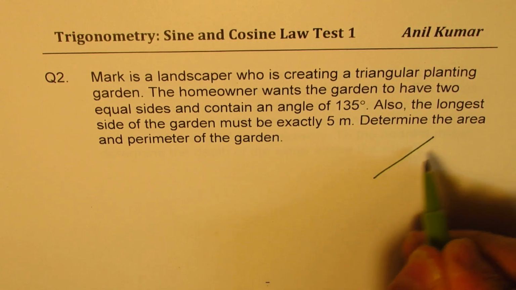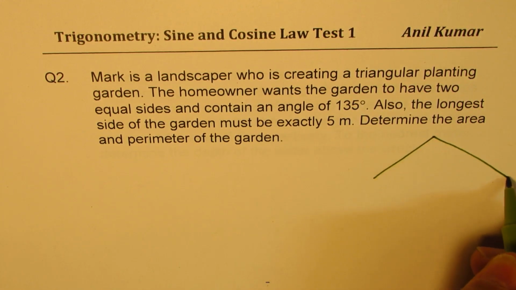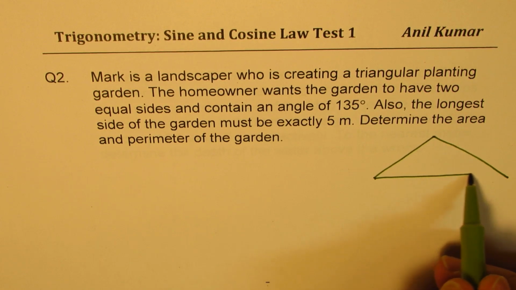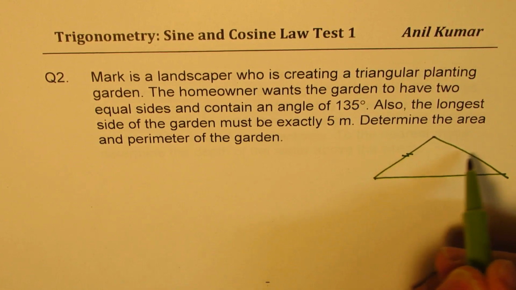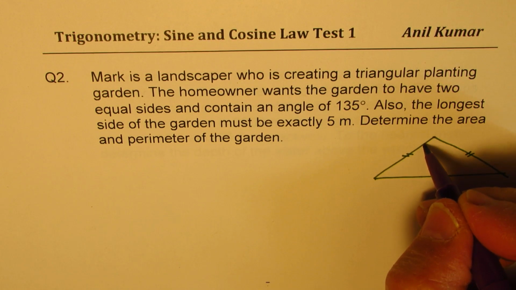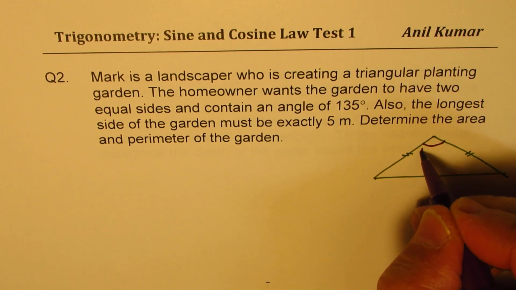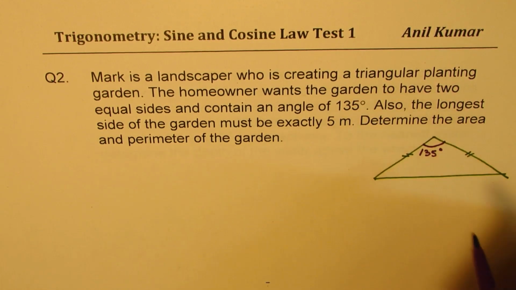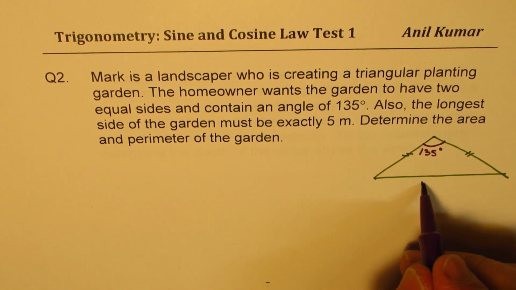So let's say that is the triangle we are working with, in which 2 sides are equal. So it becomes an isosceles triangle. And what are we given? We are also given that this angle is 135 degrees. And the longest side is 5 meters.